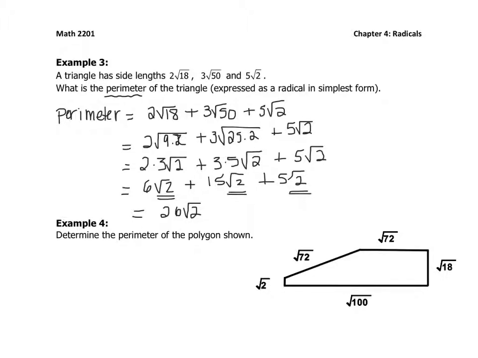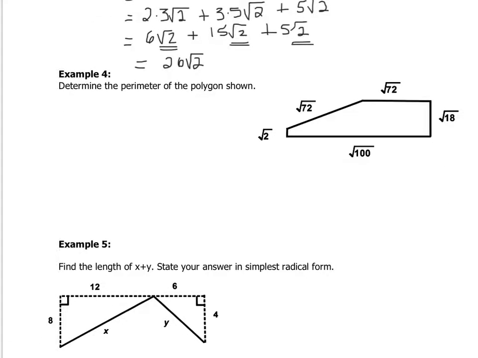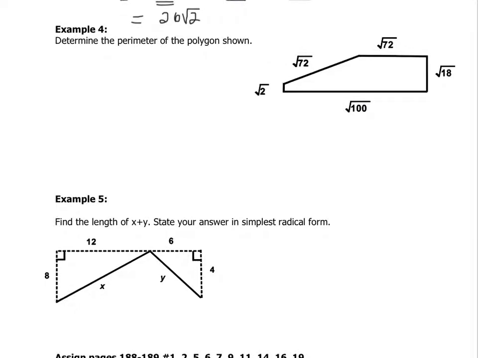And the next example is similar. It's just a polygon drawn for you with the side lengths in, so if you're looking for the perimeter again, you just add up all the side lengths. So the perimeter would equal the sum of all the side lengths, so it'll be root 2 plus root 72 and another root 72, so I'm just going to write that as 2 root 72's, and then root 18, and then root 100.